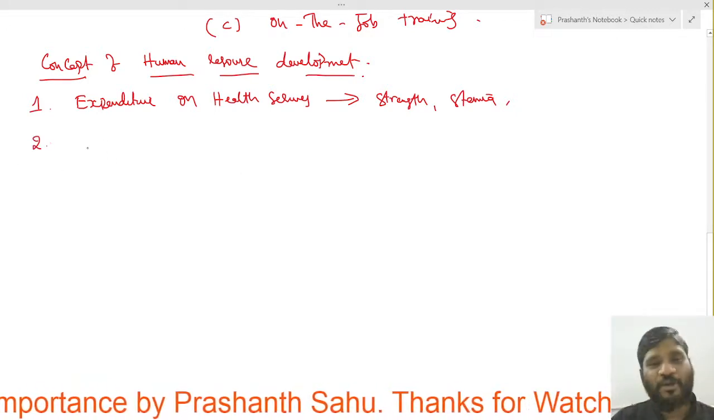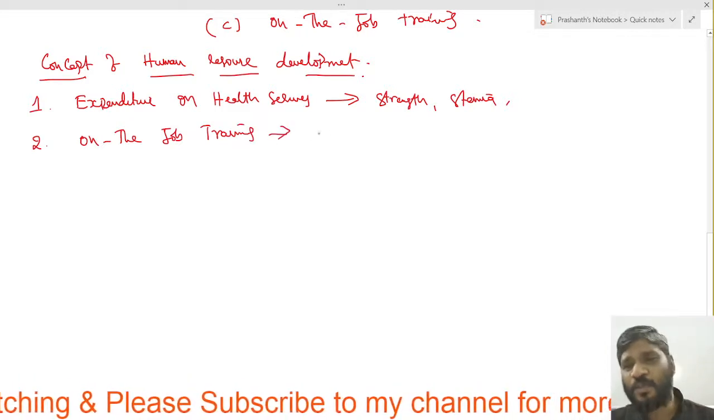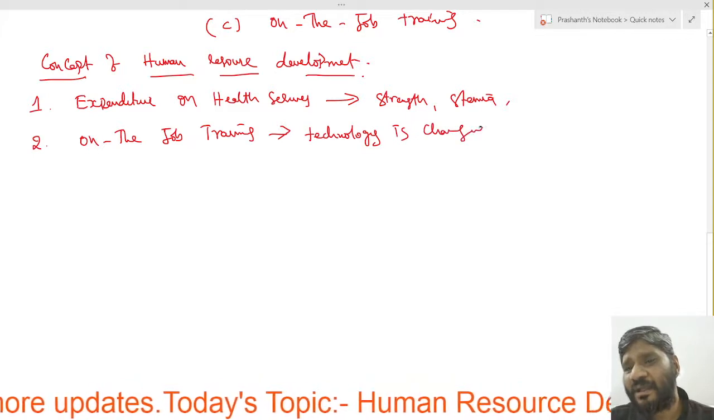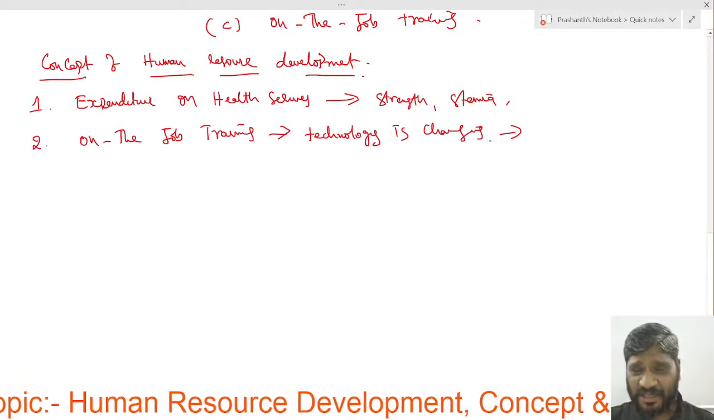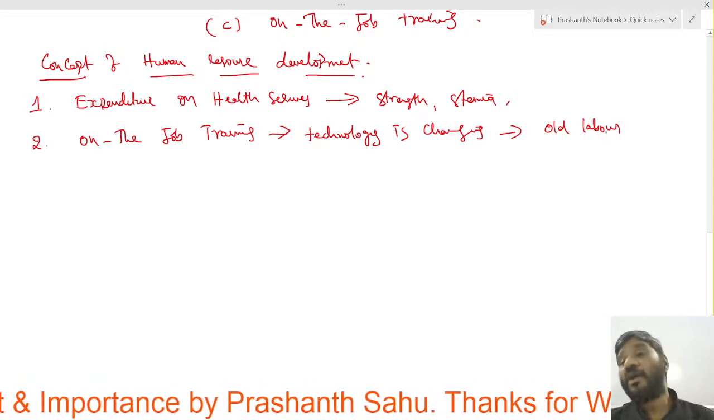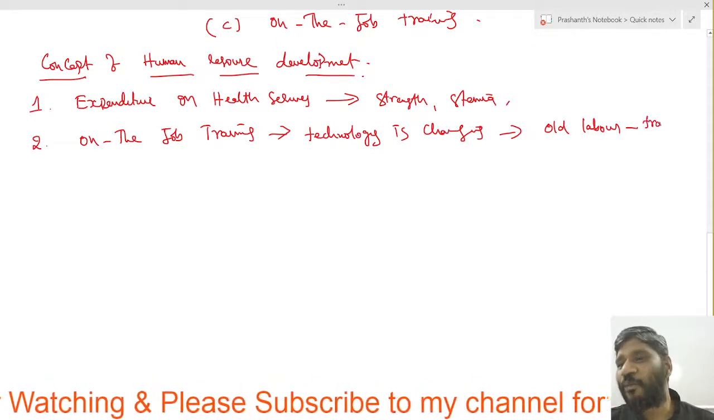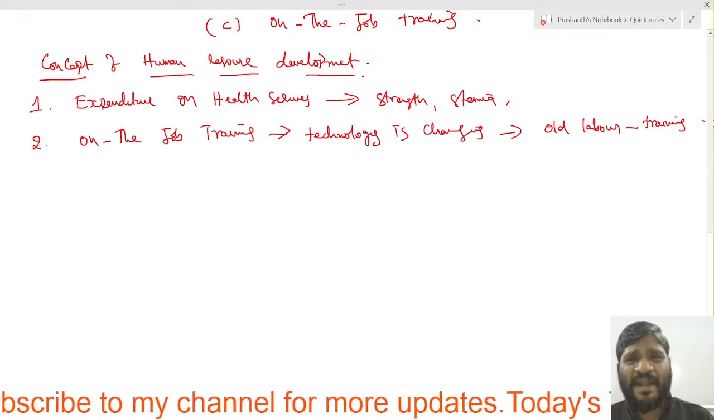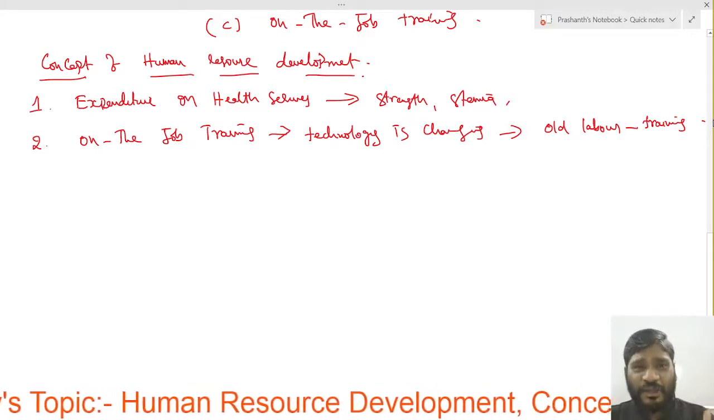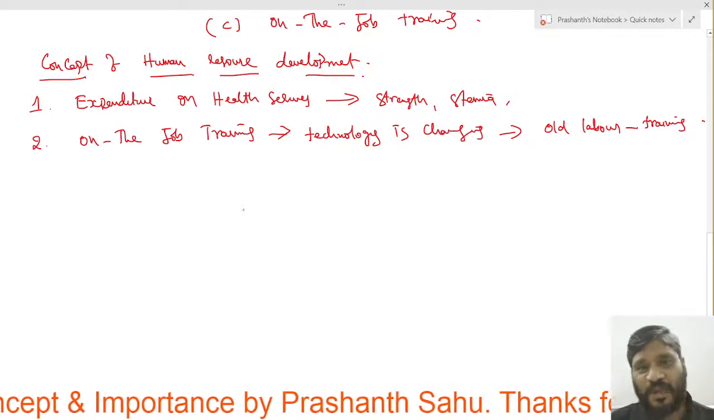Next, number 2 concept is on the job training. Most probably every day technology is changing. Day to day, the technology is changing. Whoever the old labors are, the old technological labor, those don't have the knowledge about the new technology. So whatever old labor is there, definitely they have to be provided some sort of training. Every company provides training on the new technology. Every company provides training to the workers as well as the employees, giving new technology related information, and they upgrade.